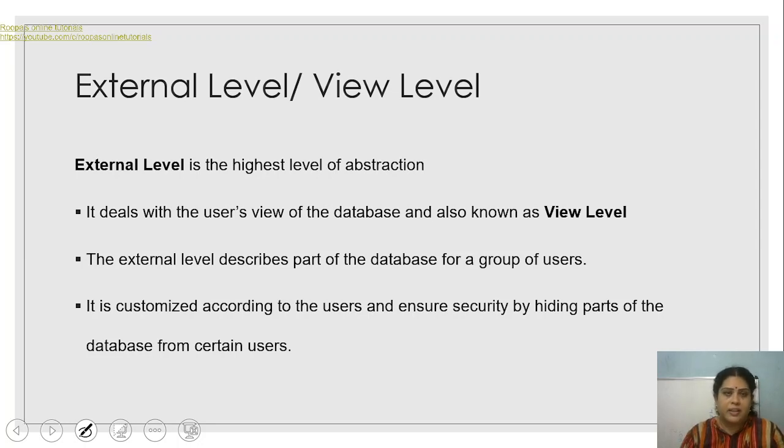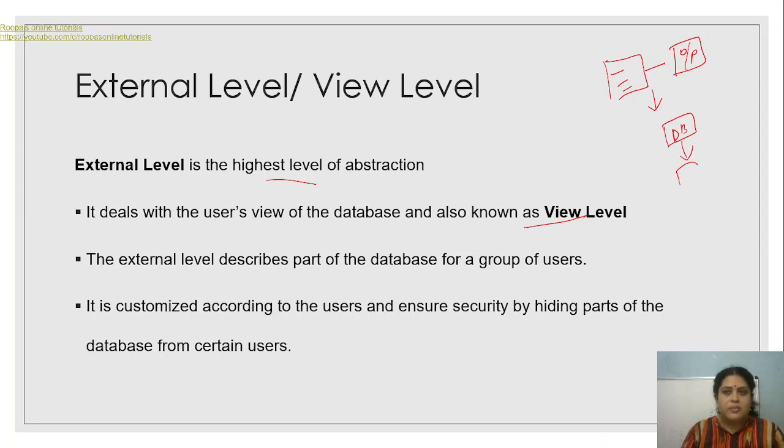The external level or the view level. So this is the highest level of abstraction. So here it deals with the user's view of the database. It is also known as the view level. So here the user only knows that he has to enter some data and he is going to get some output. So he is actually not concerned with how the database was designed, or how it is stored internally. This is only the user's view of the data.